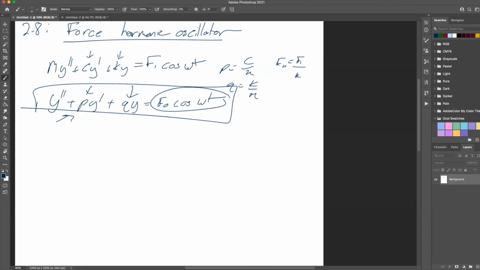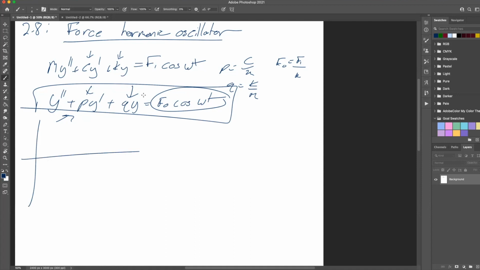Let's see how I can do this. How do I want to do this? Yeah, I guess that's how I'm going to do it. All right. Okay, so we can solve this. But the problem is, let's talk about physics for a second.